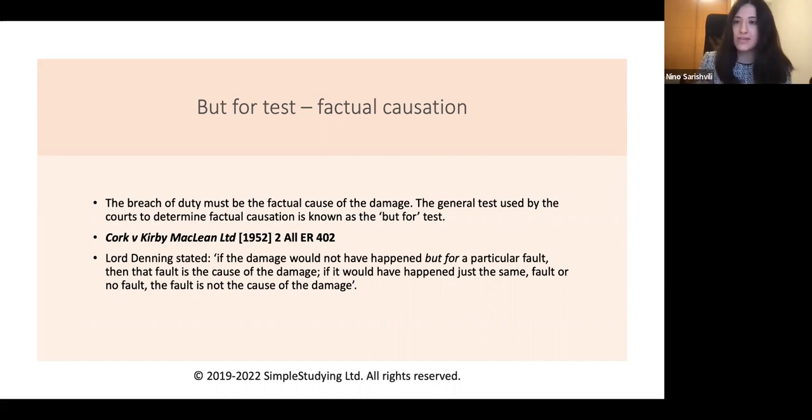So you need to think about whether the damage that happened, the result that came out, is directly attributable to the defendant's breach of duty of care. Like, if the defendant didn't do what he did, would the damage still happen or not? That's the main question as per Lord Denning's guidance. And that's the main test you need to apply for establishing factual causation.